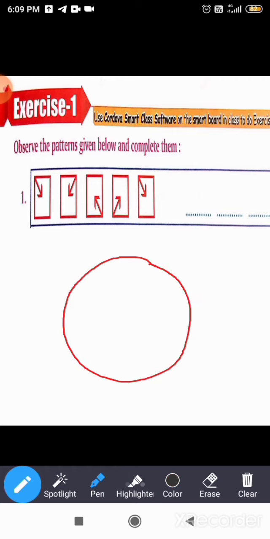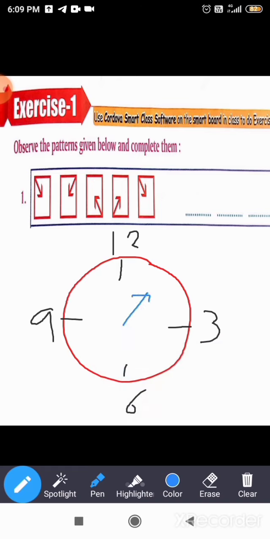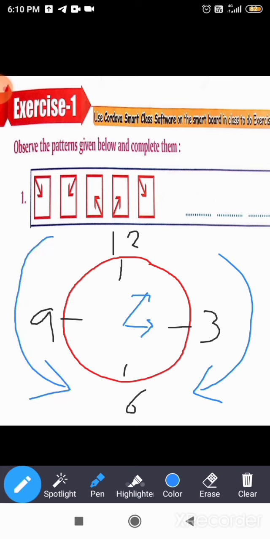Suppose this is a clock, okay? It is having numbers 12, 3, 6, 9. Now, if the needle moves in this direction, then it is known as the clockwise direction. And if it is moving in this direction, then it is known as anti-clock direction.